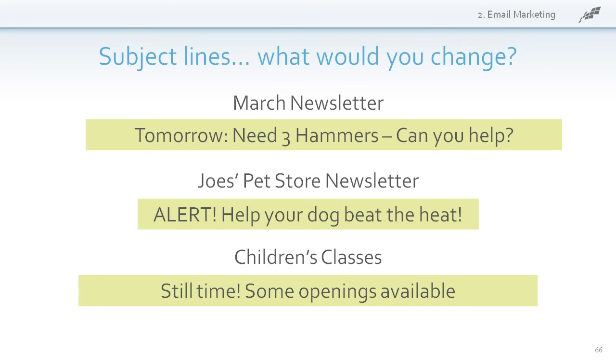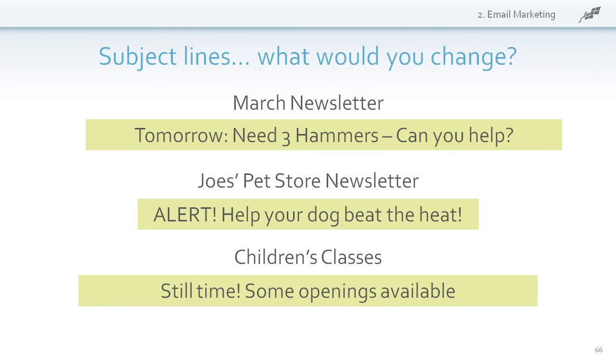Joe's Pet Store newsletter. So I already told you what I thought about putting the word newsletter in the subject line. It's as if the New York Times on the top of the newspaper said newspaper. And if Joe was really good at his email marketing, he would not put his company name in the subject line because it's redundant. His company name should be in the from field. So instead of that, if he put alert, help your dog beat the heat. So now I'm a dog lover, get this email, oh wow, there's something of value here. I'm going to be educated on how to make sure my dog doesn't overheat in the middle of August.